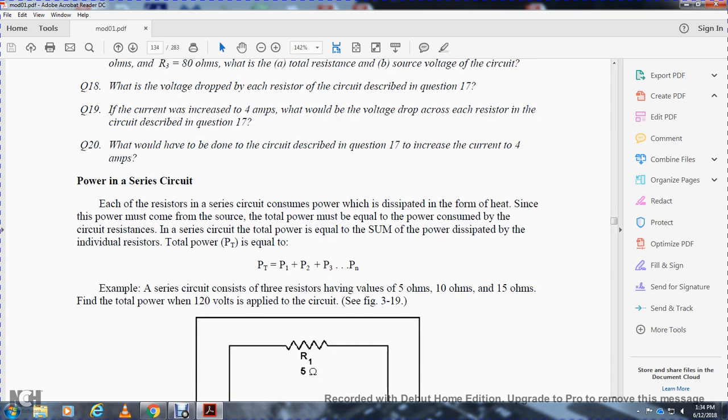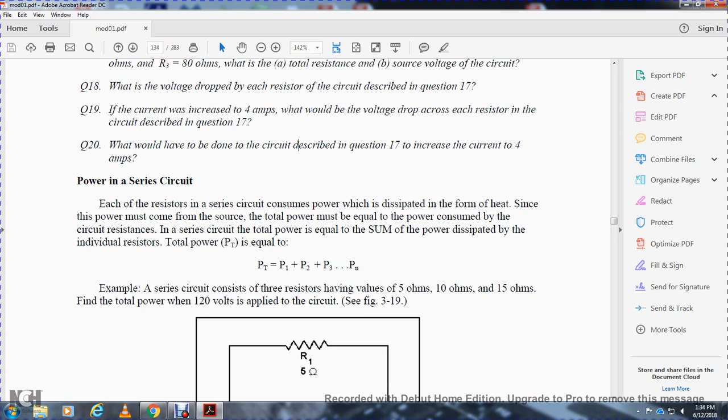Power in a series circuit. Each resistor of the series circuit consumes power, which is dissipated in the form of heat. The power that comes from the source, the total power, is equal to the power consumed by the circuit resistances in series. The whole power is equal to the sum of the power dissipated by the individual resistors. Total power is equal to power 1 plus power 2 plus power 3, and so on.